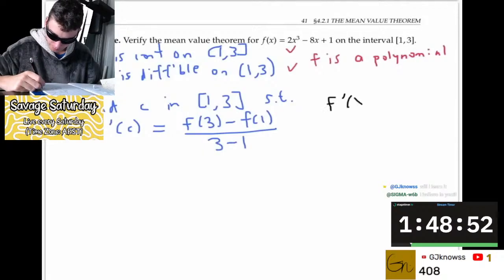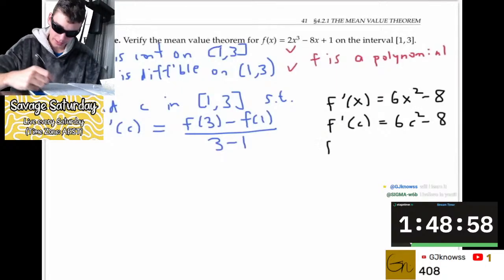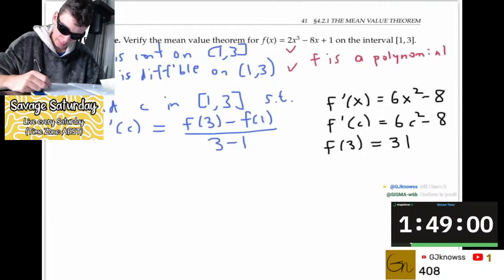Now f prime of x is 6x squared minus 8, so f prime at any number c is just 6c squared minus 8. We can also compute f of 3 just by plugging in and get 31, and f of 1 is negative 5.